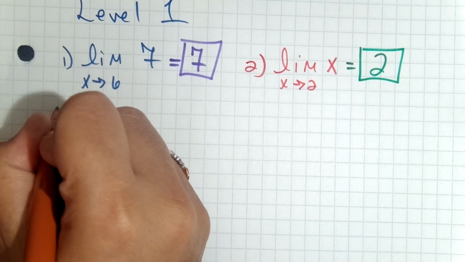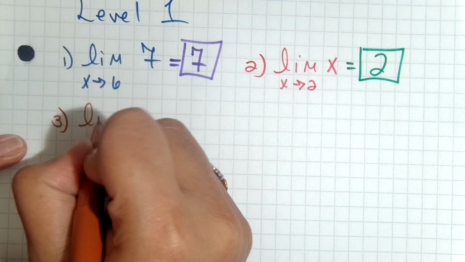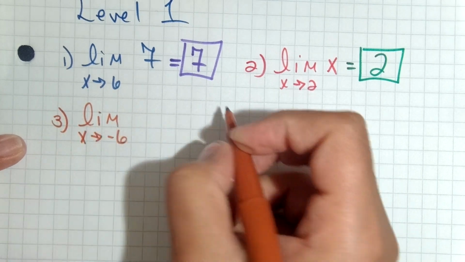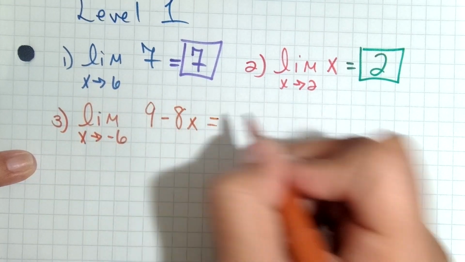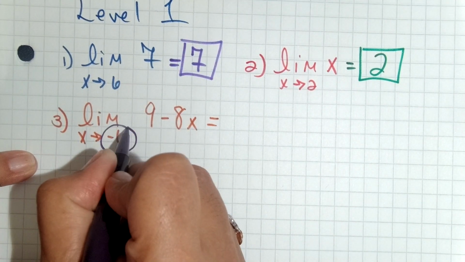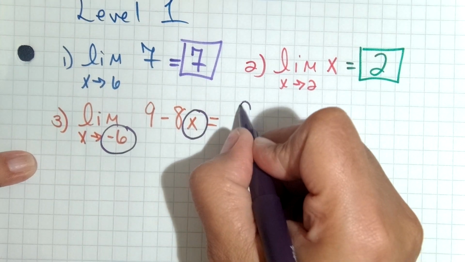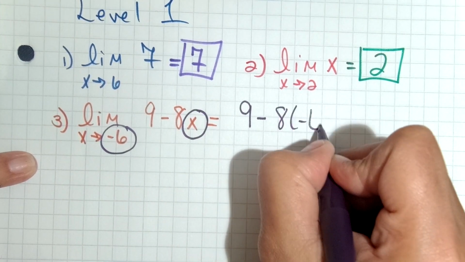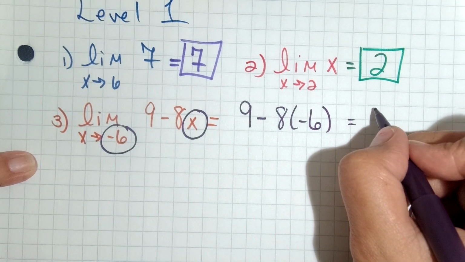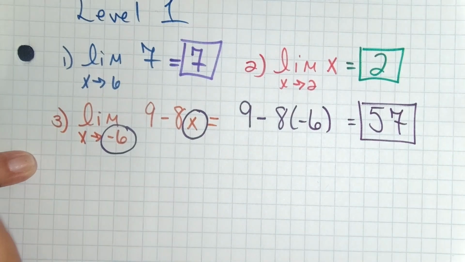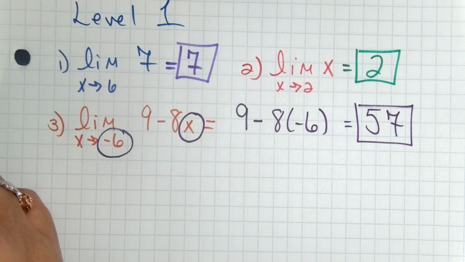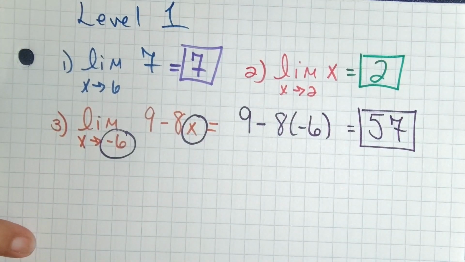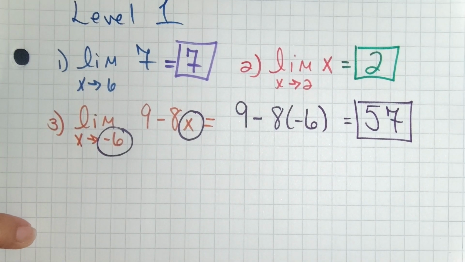All right. Level 1, the last problem for level 1. We have the limit as x approaches negative 6 of 9 minus 8x. So I'm going to do what with negative 6? Substitute. So I'm going to take negative 6 and substitute it in for x. That gives me 9 minus 8 times negative 6, and that is 57. Questions? So that's level 1. We should all be getting level 1.